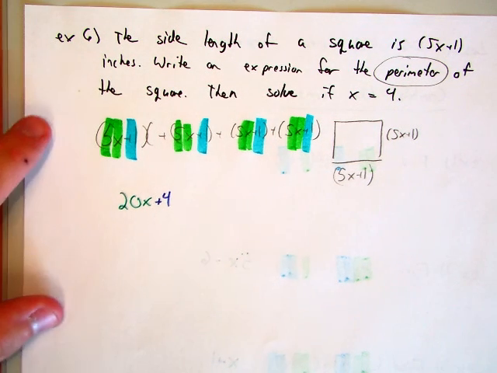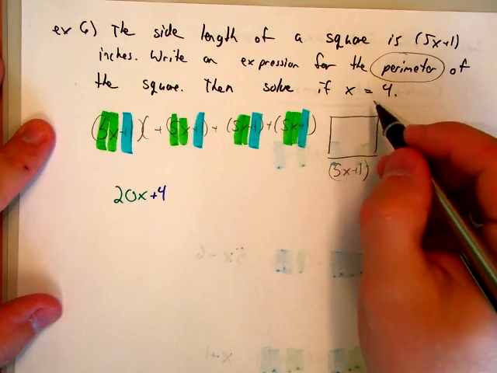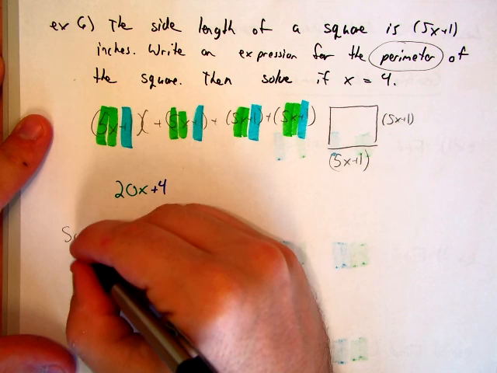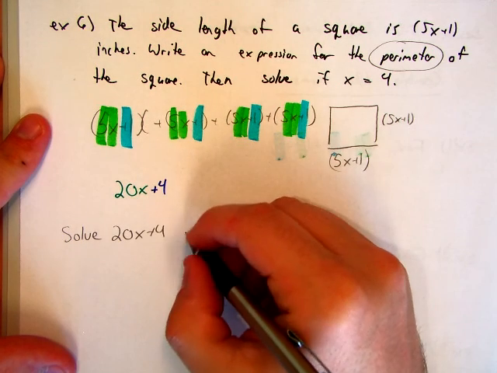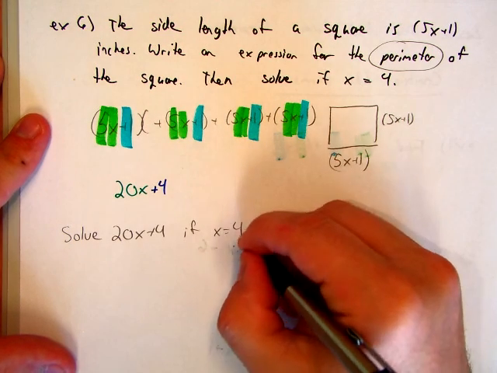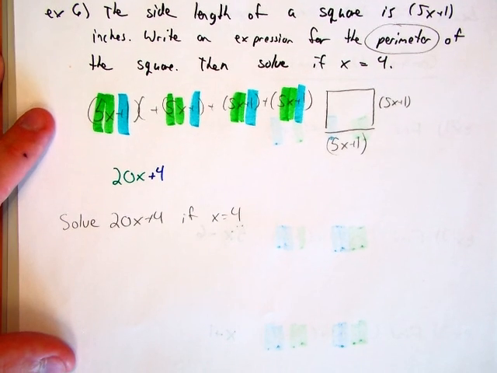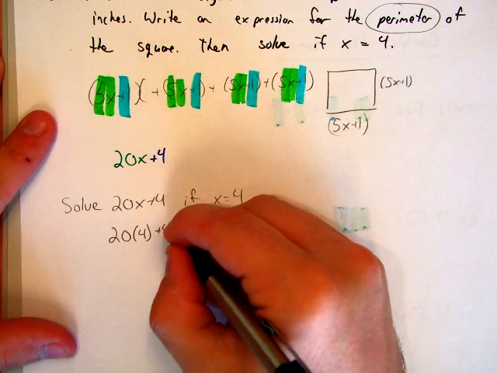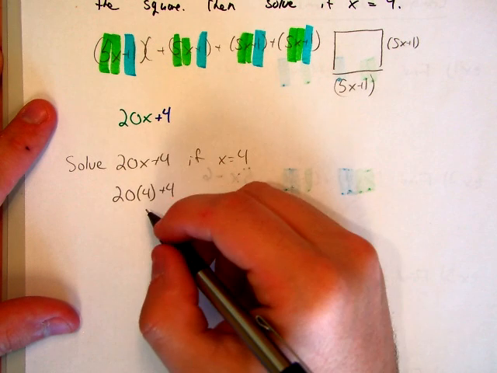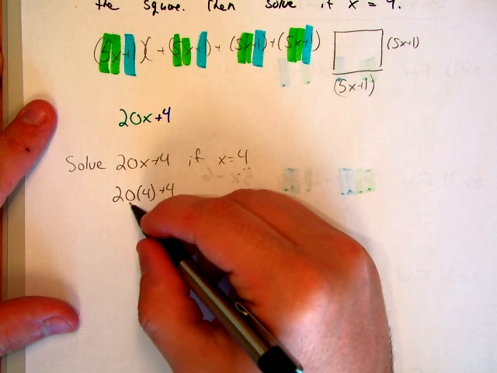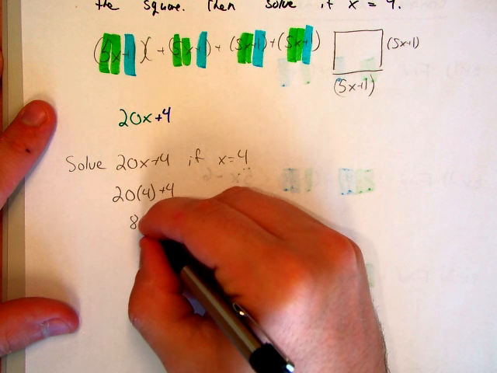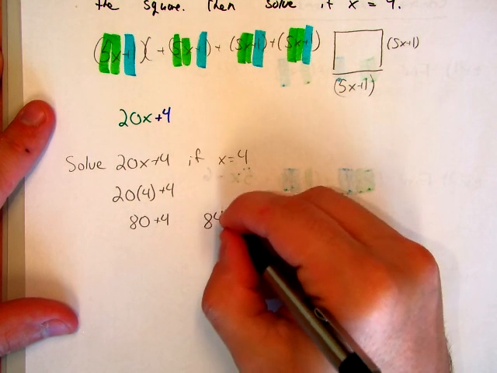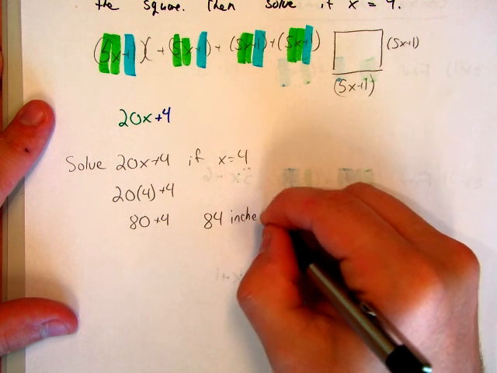Now the question asks us, then solve if x equals 4. So I'm going to solve 20x plus 4 if x equals 4. So I'm going to substitute 4 in for x and then do the order of operations. So multiplication comes first. 20 times 4 is 80. And then 80 plus 4 is 84 inches.